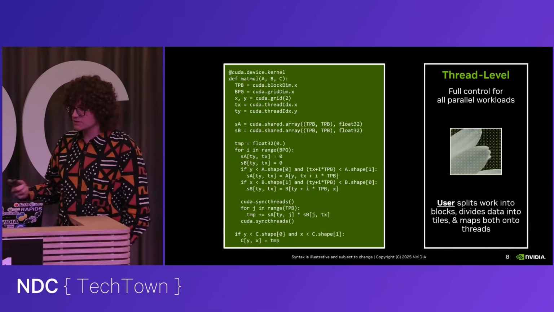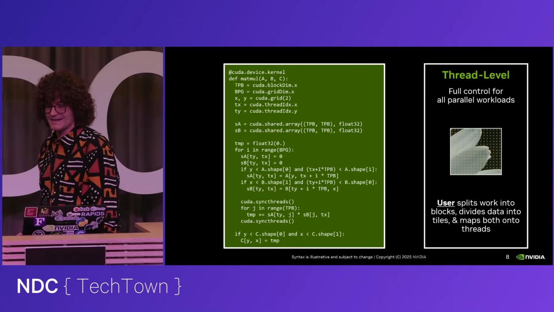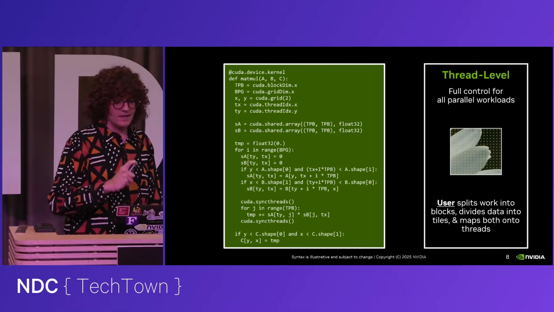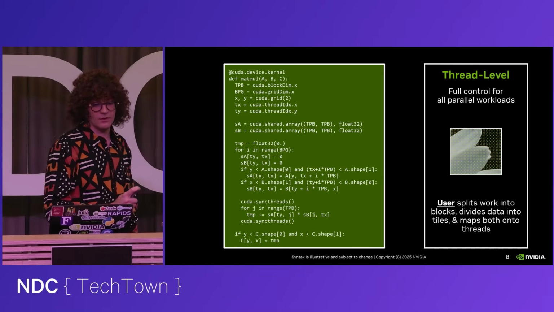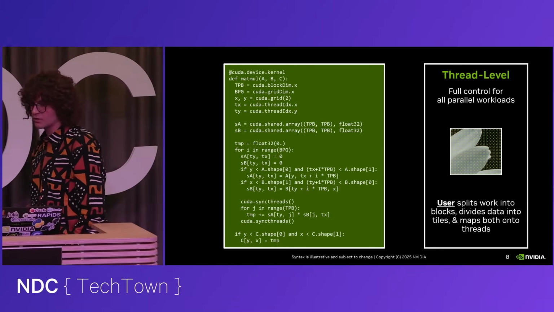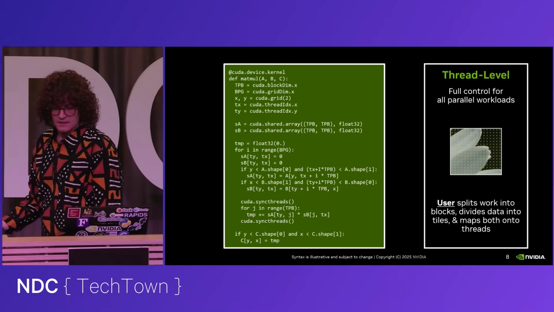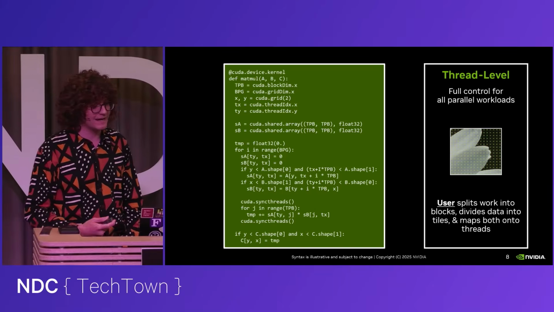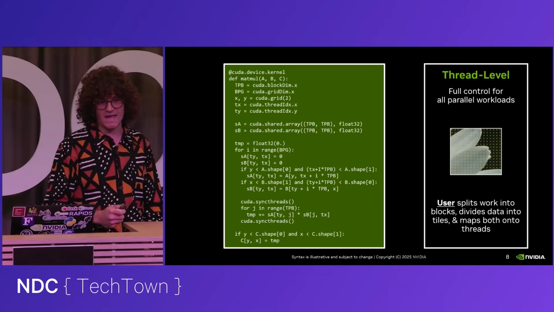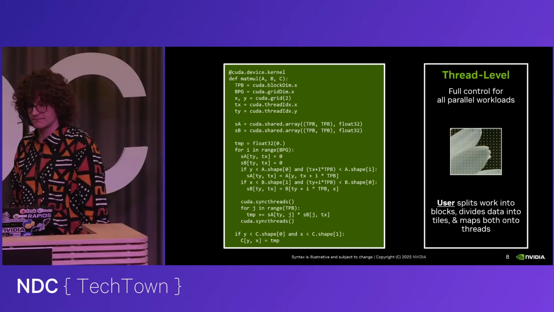Today, when you write a GPU kernel, you're programming at the thread level. You explicitly code every thread that you run on the GPU. You decide how to split the compute work into blocks, how to divide the data into tiles, and how those blocks and tiles get mapped onto threads.